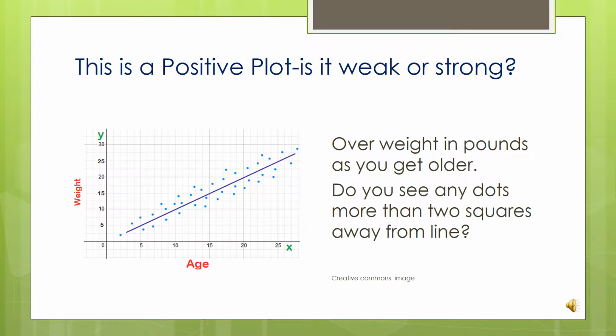This is an example of a positive plot. Can you tell if it's weak or strong? Look at the dots. Do they seem random, or are they fairly close to the line? This is a pretty strong correlation.